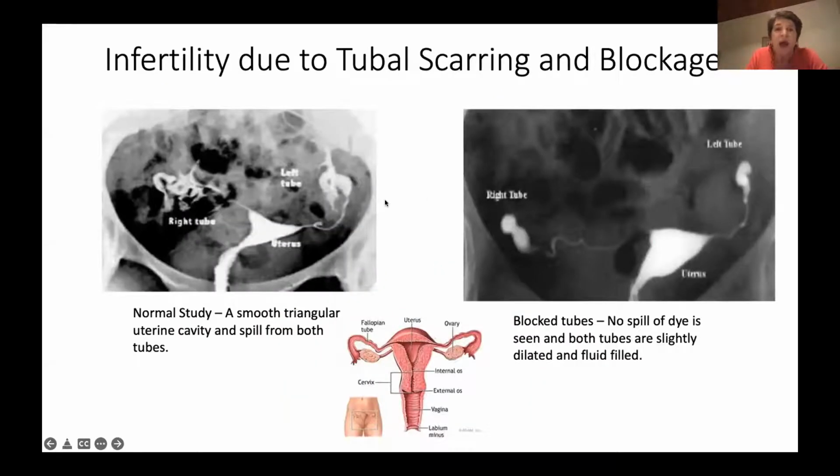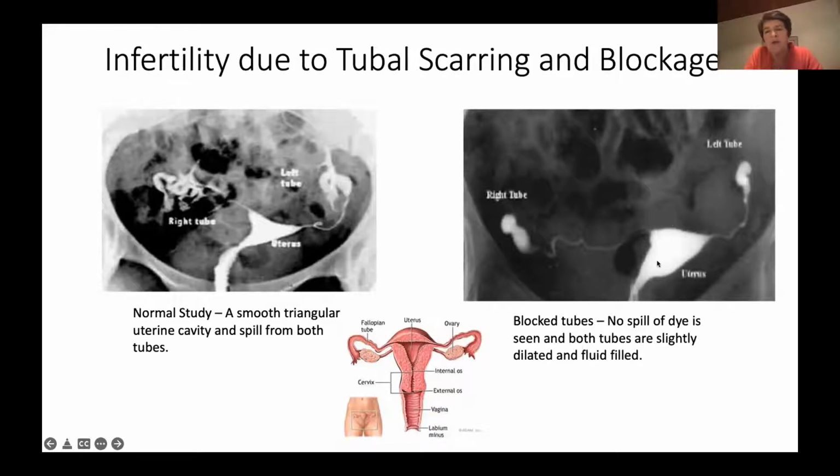This is a picture of a dye test that's used on a woman who's presented to a clinic because she's struggling to get pregnant. On this side, you can see a normal study. They basically put a catheter up into the uterus and they squirt dye. And when your fallopian tubes are wide open, like they should be, the dye leaks out of the fallopian tubes into the pelvic cavity, which you can see here.